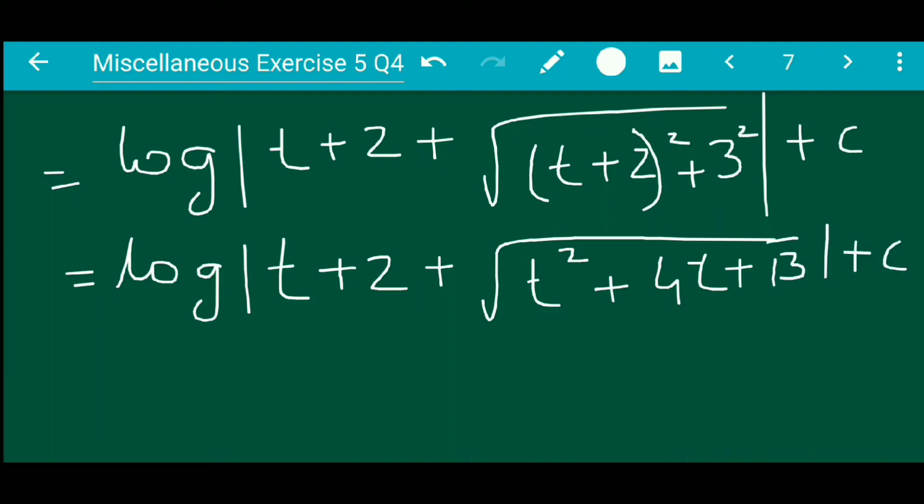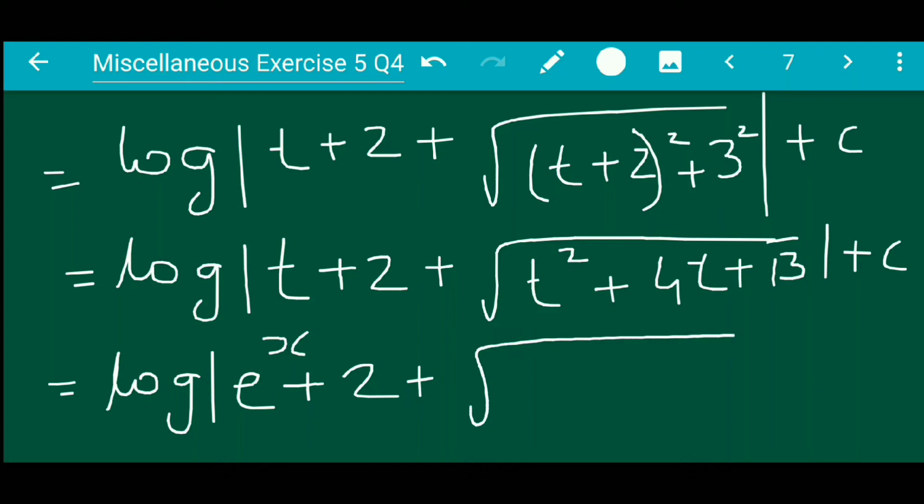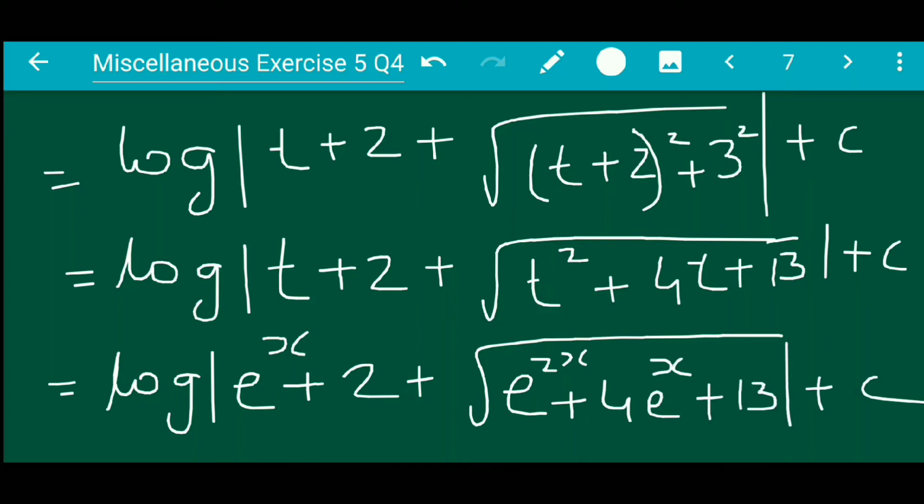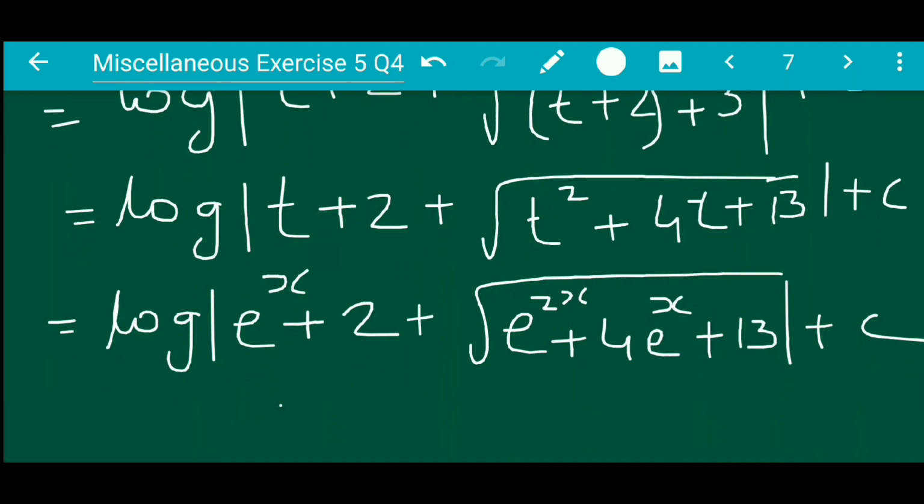Now resubstituting, t was e^x. So log mod of e^x plus 2 plus root of e^(2x) plus 4e^x plus 13, plus c. This becomes the final answer.